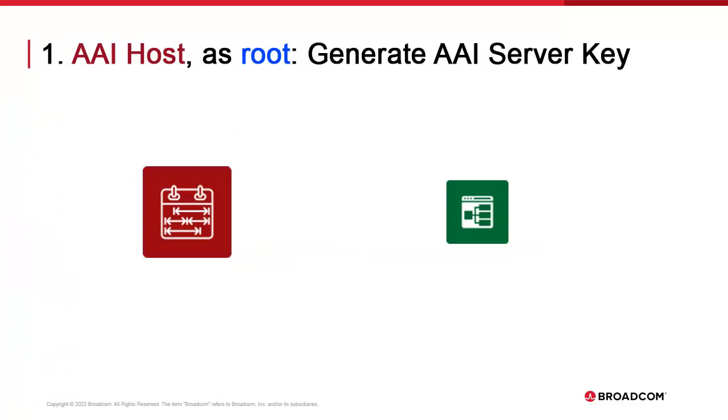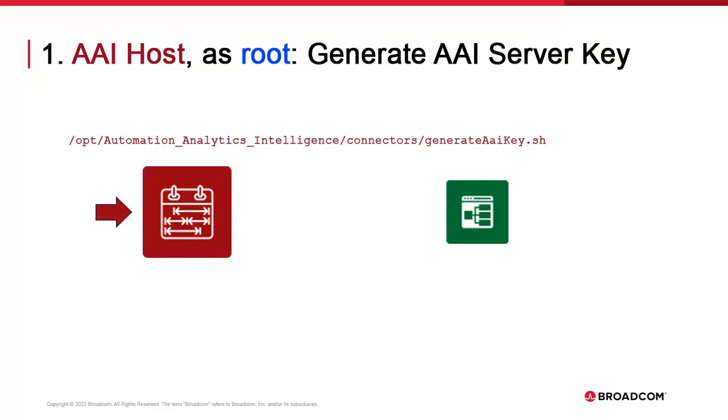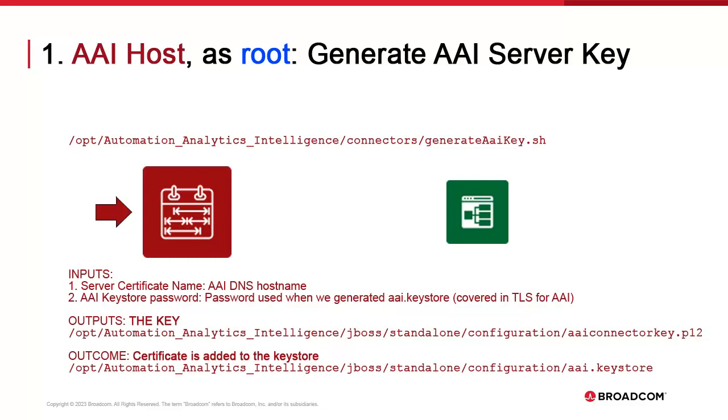Let's start with the first step. We have to generate the key which signs connector client certificates. We use the generate AAI key.sh script. This generates a certificate which gets added to the AAI key store which we created when we deployed TLS. The required inputs are the name of the certificate. It should be the fully qualified DNS AAI hostname.